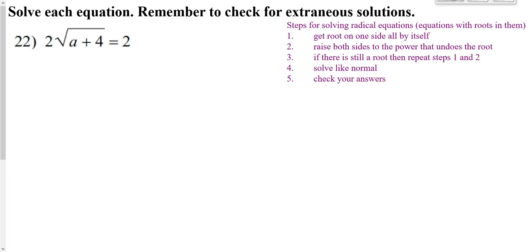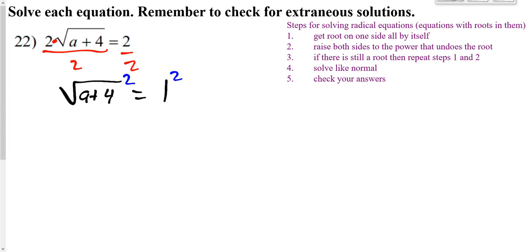So here we need to get the root by itself, so we have to undo times 2, so I'm going to divide both sides by 2. And then that leaves me with my root on one side by itself. Well, when your root's on one side by itself, you can undo your root. So to undo a square root, I need to square both sides.